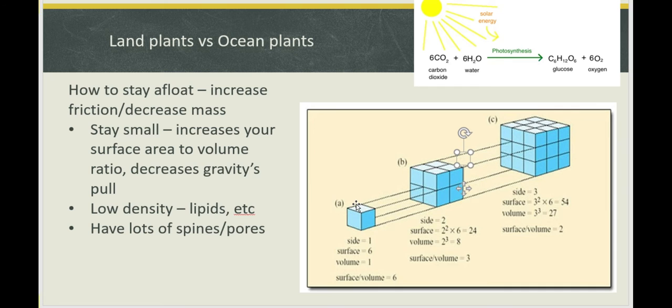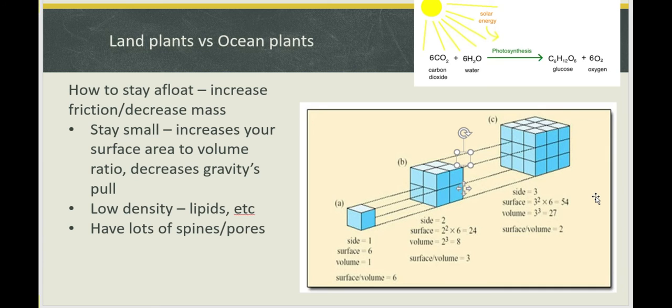So if I am really small, my surface area to volume ratio is 6. But as I get bigger, my surface area and my volume change so that my surface area to volume ratio gets smaller. Look, this is 3 and this is 2, and if I continue to get bigger and bigger, it keeps getting smaller. So you want to stay small, all right? Because if you stay small, it means you have a lot of surface area compared to what's inside of you. And that surface area, that's what provides the friction that keeps you afloat.